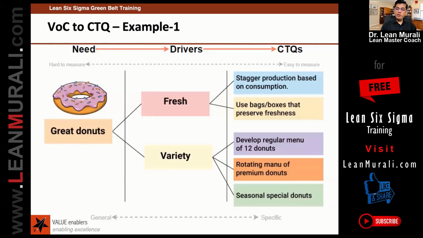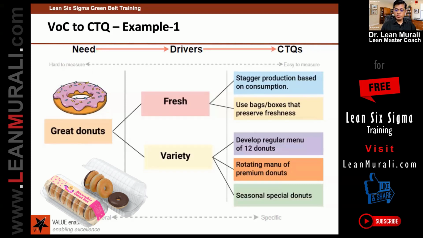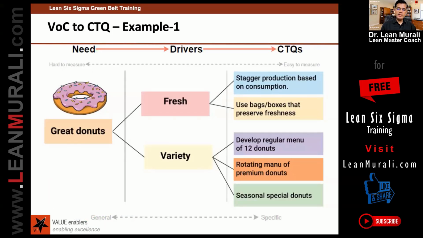Otherwise, you also need to have bags or boxes that preserve the freshness. You should also have the packing in such a way that it is able to preserve the freshness. And these two we can measure easily, whether it is made on time, and whether the boxes are capable of preserving freshness. But when the customer says, I need great donuts, it is very difficult to measure that. So we have identified the drivers and put critical to quality.